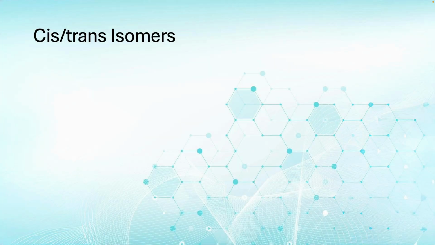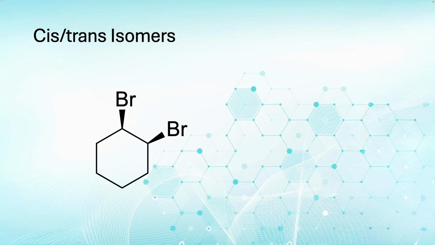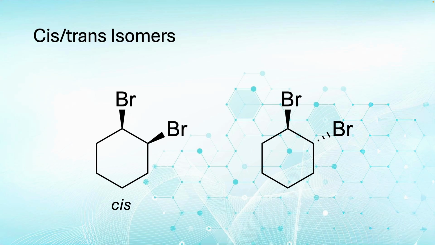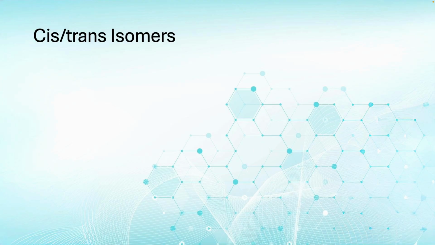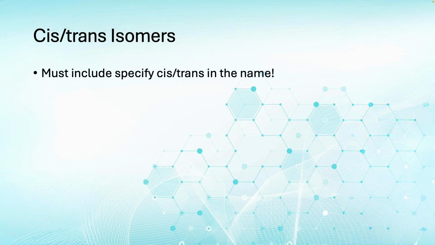Take this cyclohexane with bromines attached to the ring via wedge. We can compare the two bromines since they are the same substituent relative to one another, and say that the substituents are cis. However, if one were on a dash and the other on a wedge, the bromines would be trans relative to one another.